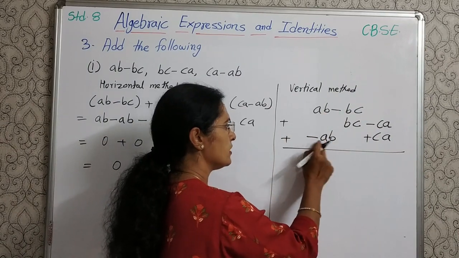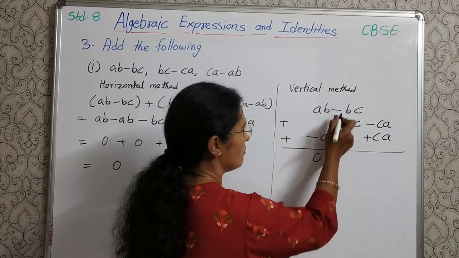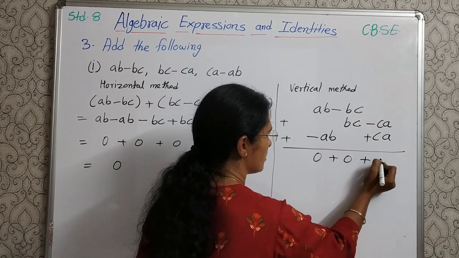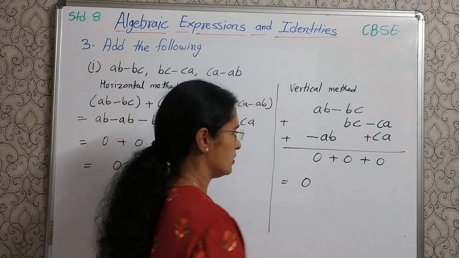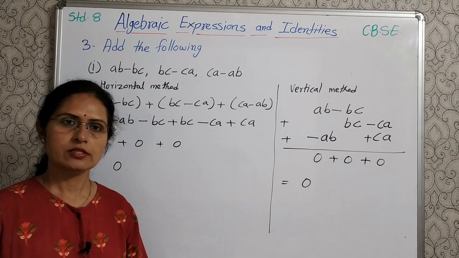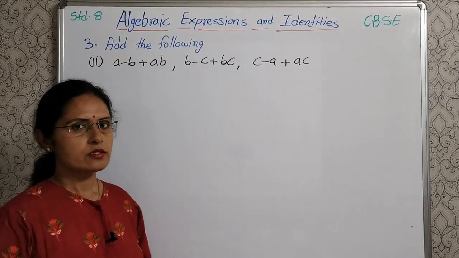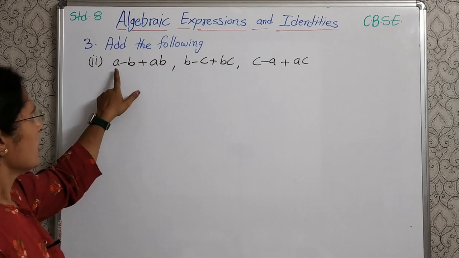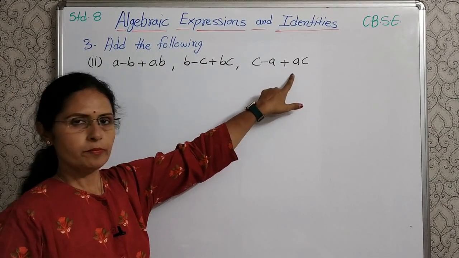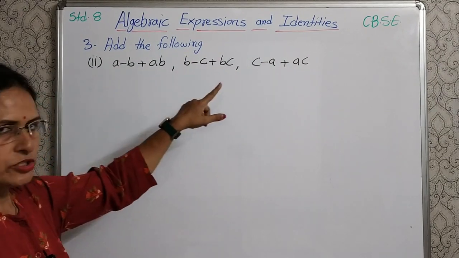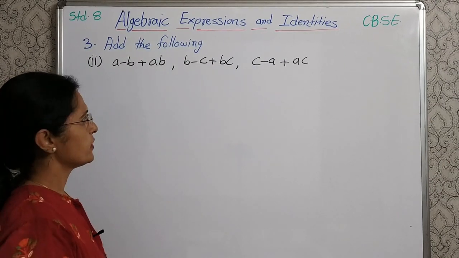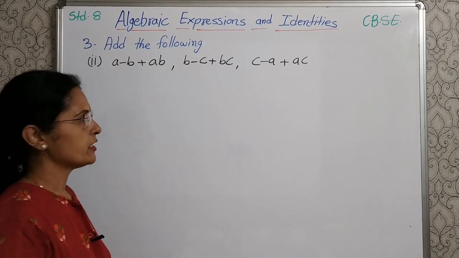So first AB minus AB, it is 0. Minus BC plus BC is 0. Minus CA plus CA is also 0. And therefore the sum of these three expressions is 0. The addition is 0. Next, second sum, A minus B plus AB, B minus C plus BC, C minus A plus AC. So these are the three expressions and we have to add them. So we'll add these expressions by arranging them vertically.